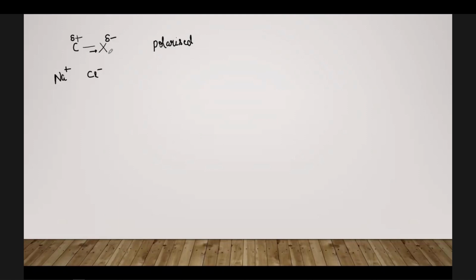Here we are talking about the C-X bond. The size of the carbon atom will remain the same, but when we talk about different kinds of halogens, as the size of the halogen atom increases, the bond length also increases. Okay, so to explain this, suppose this is the carbon atom and this is the halogen atom.